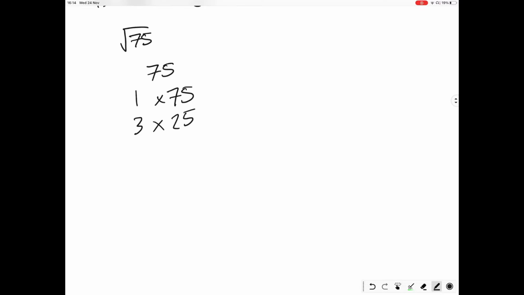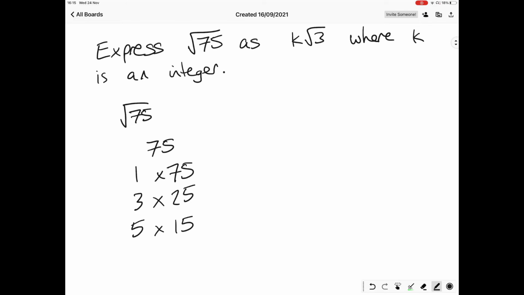But 5 is a factor as well. So 5 times 15 is also 75. There are no other factorisations of 75 apart from the reverse factorisations of the ones I've already written there. If you look back at root 75, then I could rewrite that as the square root of 5 times 15. If I want to work out the square root of that product, that's equal to the product of the roots.